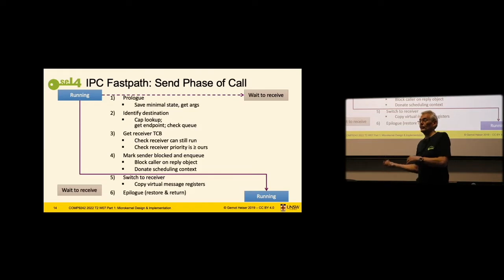If there's no receiver queued, then you have to manipulate queues, etc. So that's done. Check that the receiver is actually able to take this call legally, so it's still runnable, and that's important for the fast path. Does it have a higher priority? Because if it doesn't, then why does the receiver's priority matter here?